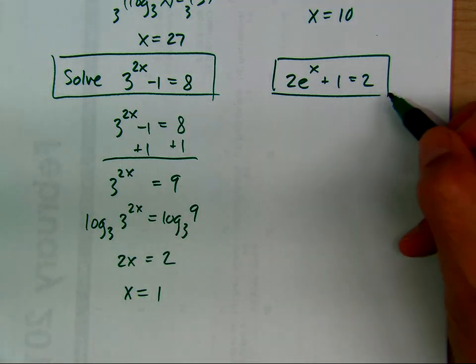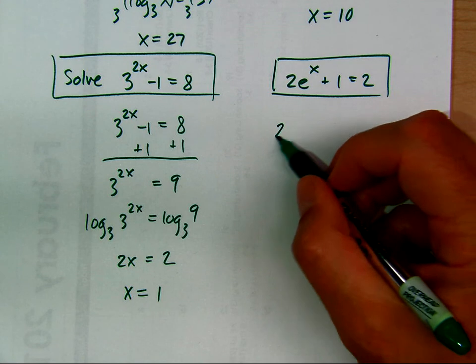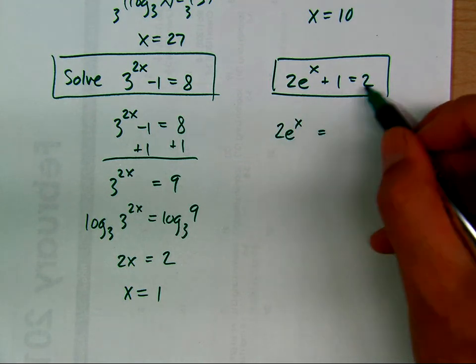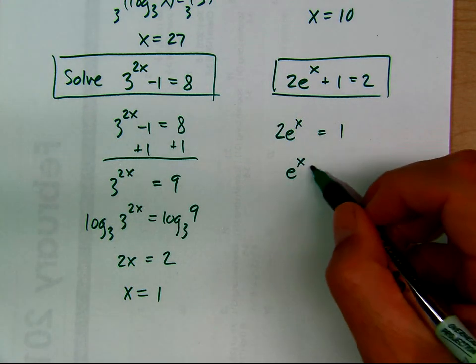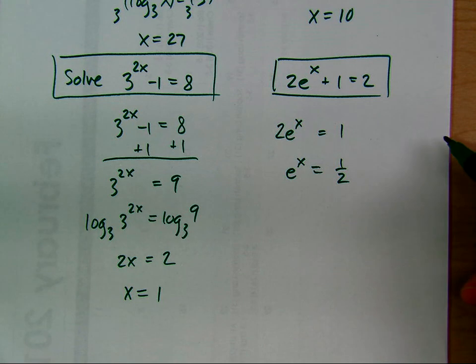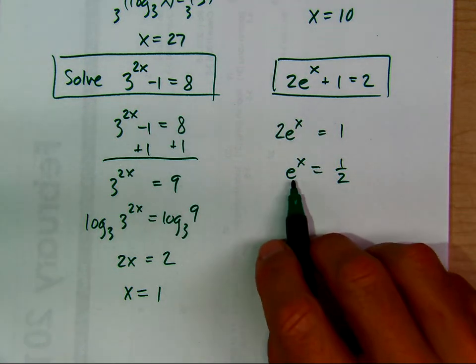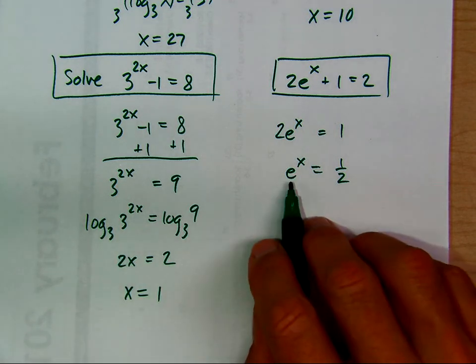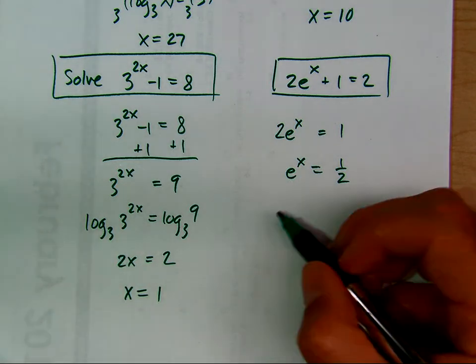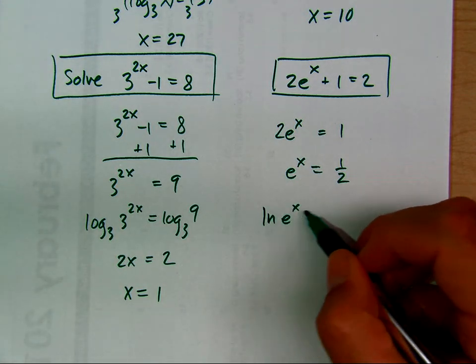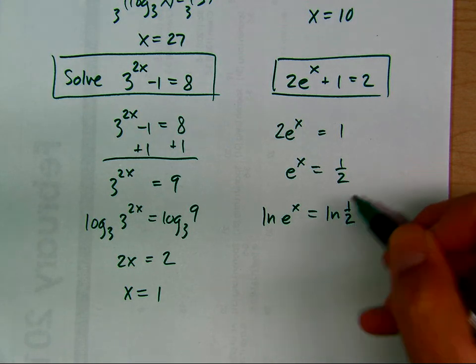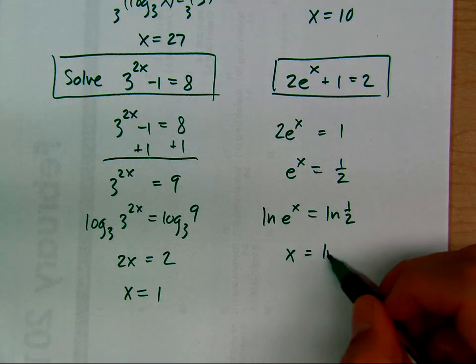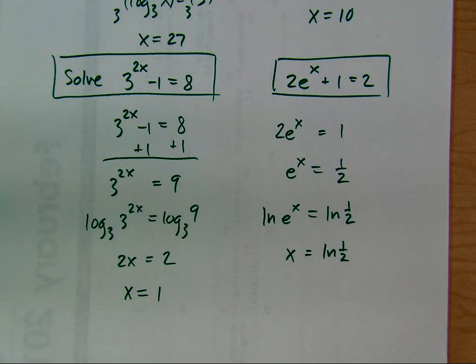Pause the video and try this one. Subtract 1. Divide by 2. And we have base e. Over here we had base 3, so we use log base 3. Here we have base e, so we use log base e, or natural log. And we could leave it as natural log 1/2, or you could evaluate it on a calculator. And we'll stop there.